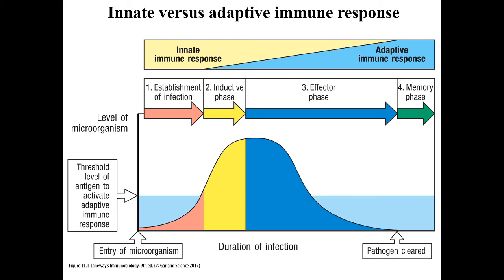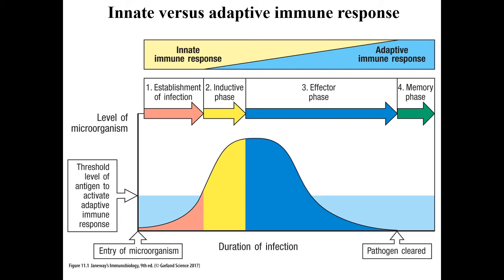That means some cells which are part of our adaptive immune system remain in our system, and in future if we get infected with the same pathogen, then our memory cells will act very fast, so that it will not take that much time. Very quickly, our adaptive immune system can clear the infection. As a result of that, we will not get the disease.